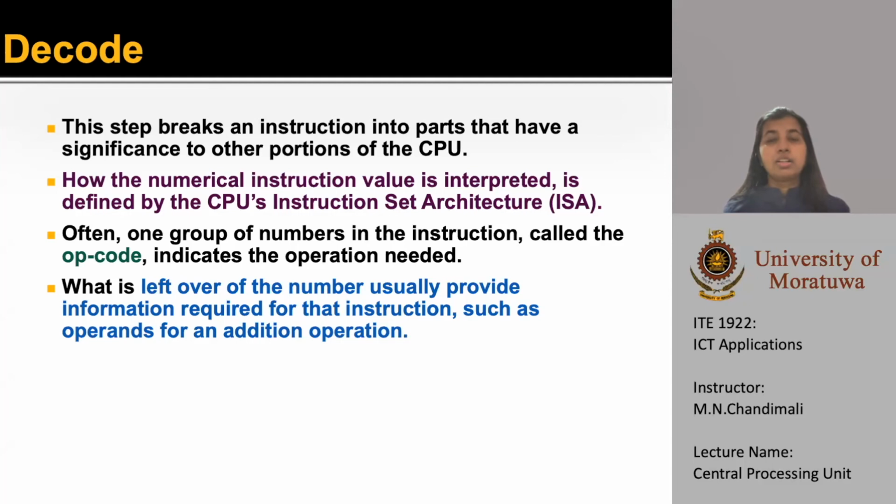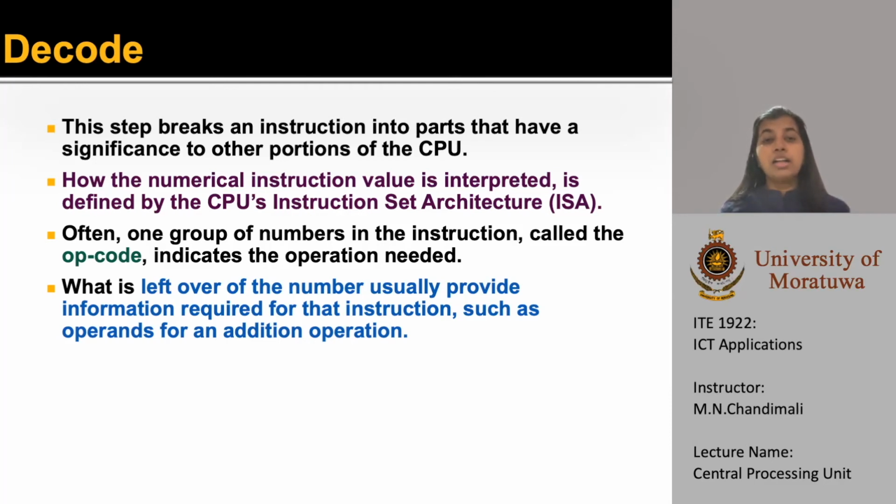The next stage of the instruction cycle is the decode. What happens here is that the instruction fetched during the previous stage is used to determine what needs to be done by the CPU. At this stage, the instruction is broken down into parts that have a significance to other portions of the CPU. How the numerical instruction value is interpreted is defined by the CPU's instruction set architecture. Usually, one group of numbers in the instruction is called the opcode and it is used to indicate the operation that has to be carried out.